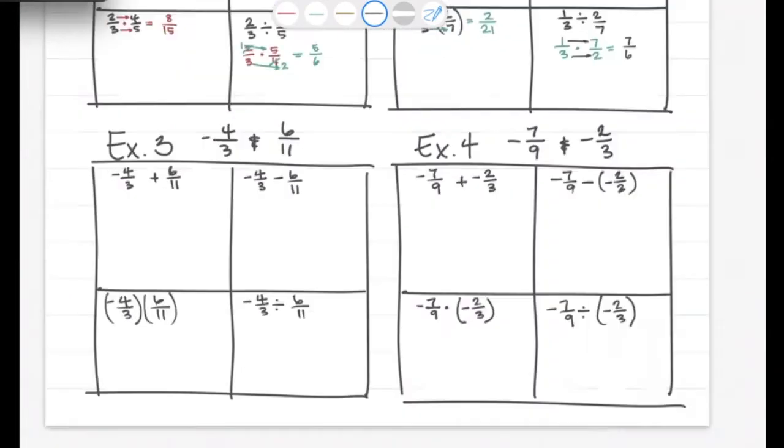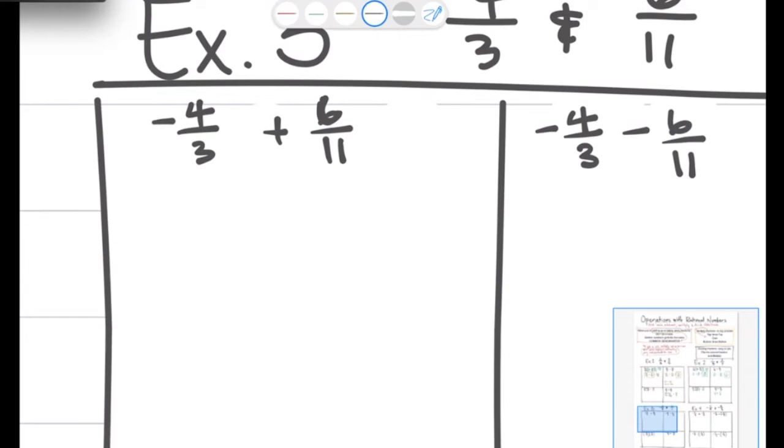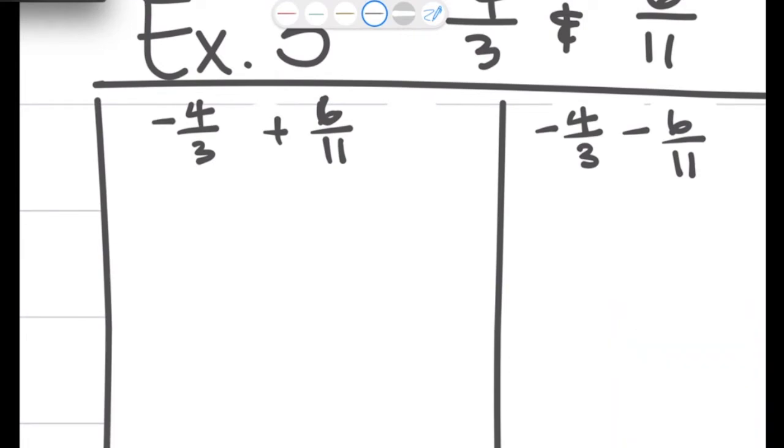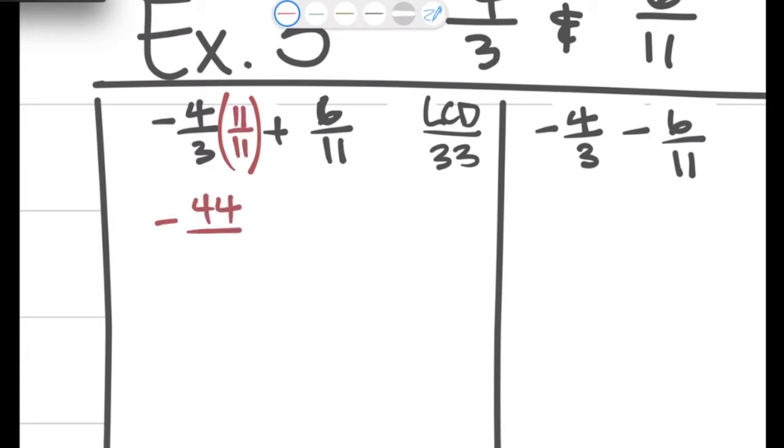Next example. Now we've got some negative fractions that come into play. You're going to still apply the same concepts of adding and subtracting integers. So we're just going to be rolling that concept into another one. So again, our least common denominator. Your denominators are 3 and 11, so the least common denominator here is 33. So we're going to multiply our first fraction by 11 over 11. That's going to give us a negative 44 because a negative times a positive is a negative. Over 3 times 11 is 33. The second fraction we need to multiply by 3 over 3. So 6 times 3 is 18, and 11 times 3 is 33.